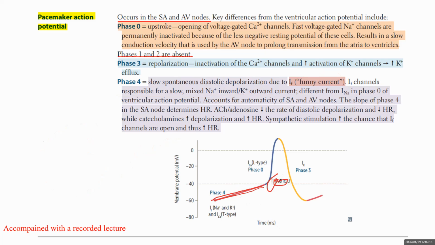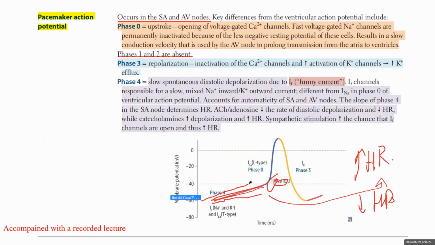And if the threshold is reached sooner, the action potential occurs more frequently. If the action potential occurs more frequently, definitely the heart rate gets increased, right? And if phase 4 rises more slowly, what is going to happen? Of course, it also impacts the heart rate, and the heart rate gets slower, and fewer action potentials are generated. So can you understand the cause and effect relationship here? The sooner phase 4 reaches the threshold, the sooner we have the generation of the action potential, and the heart rate increases, and vice versa.